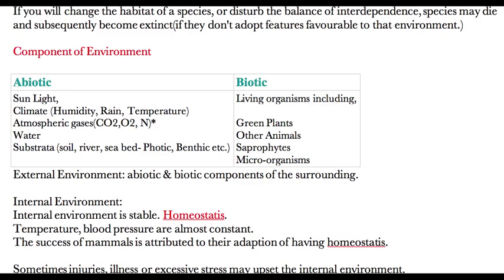So now we'll see components of environment. Basically there are two types of components of environment. One is abiotic component and the other is biotic component. The abiotic component includes sunlight, then climate, which includes humidity, rain and temperature, then atmospheric gases like CO2, O2 and nitrogen, then water and substrata, which include soil, river, seabed, that is photic zone and benthic zone. Then living organisms include green plants, other animals, saprophytes, microorganisms, etc.